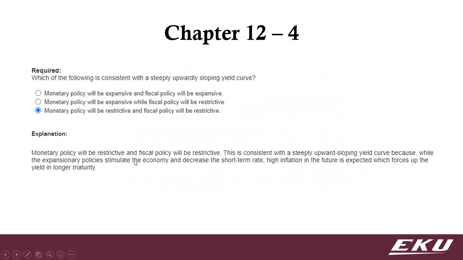Okay, and so again, monetary policy and fiscal policy. Monetary policy is like the control of money supply. Fiscal policy is how the government spends the money itself, right? So how big is that pie, and then how are the pieces sliced out?